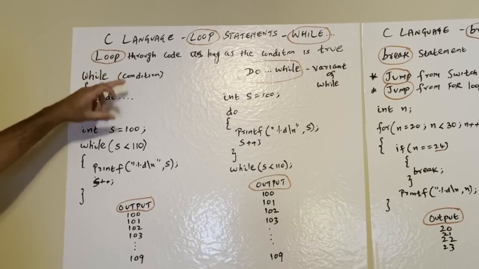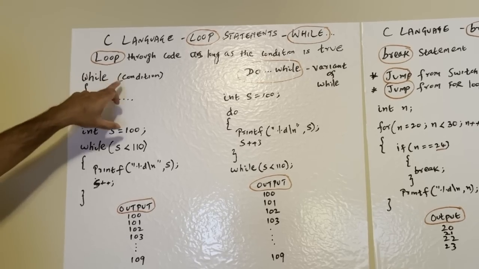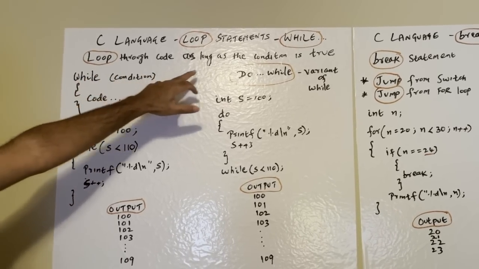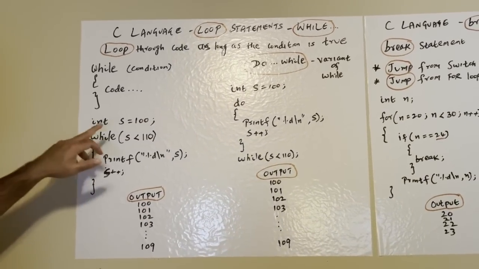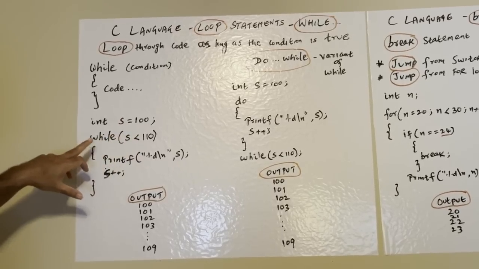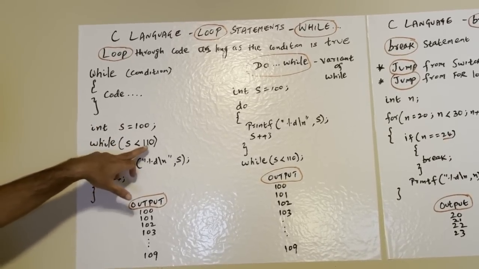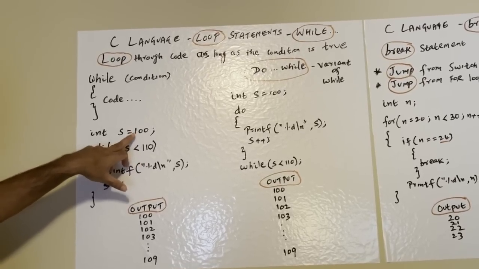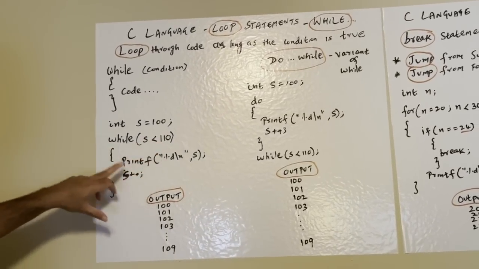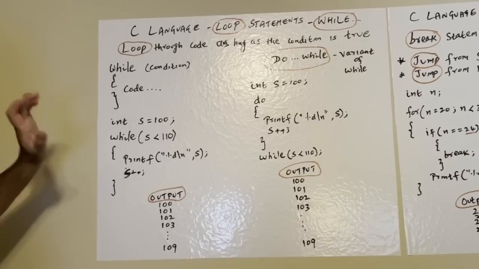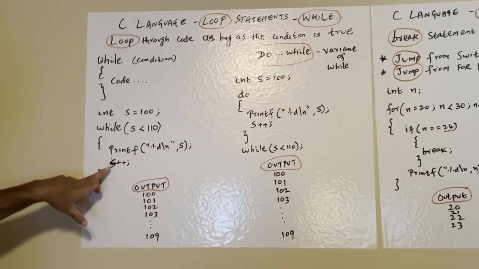While the condition is true, the iterations will be going on. Loop through the code as long as the condition is true. For example, I define integer s equal to 100. The value of variable s is 100, while s is less than 110. So the starting initial value is 100, and there are 10 numbers in between. We want to print the value of s and then s++.